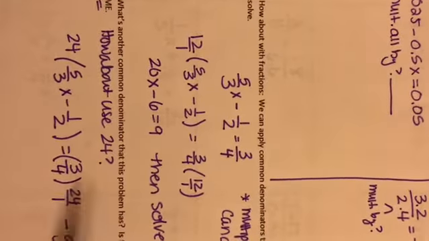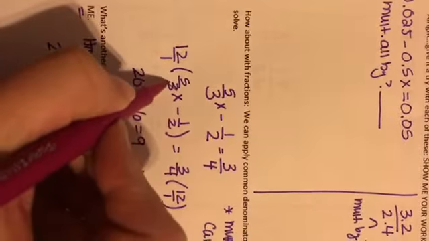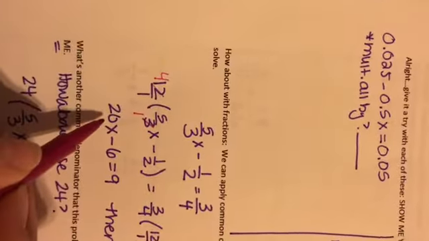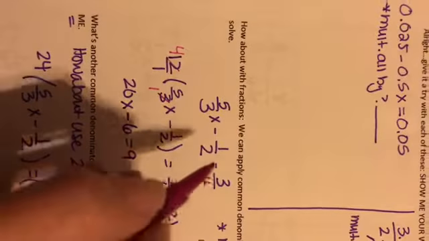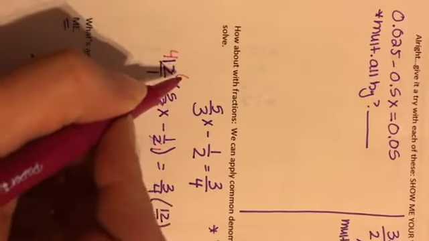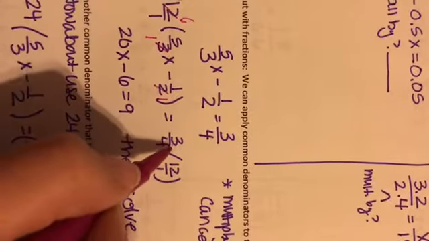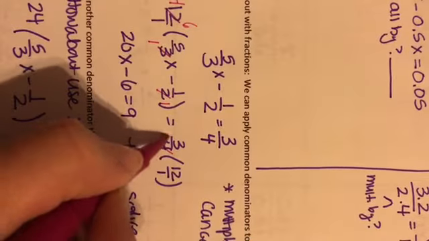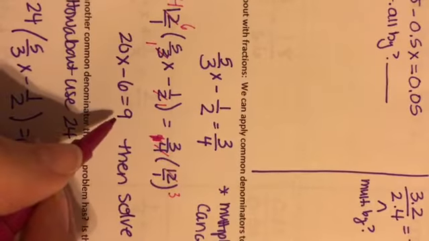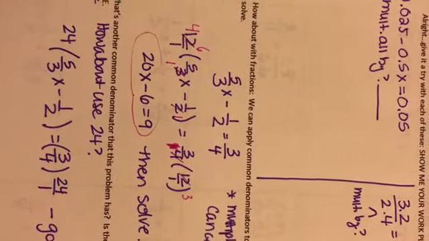When I do that, we're going to take it term by term. 3 cross cancels. 3 divided by 3 is 1, and 12 divided by 3 is 4. We're left with 4 times 5, and that gives us 20. Over here, 2 divided by 2 is 1, so 12 divided by 2 is 6, and 6 times 1 is 6. Then on the other side, 4 divided by 4 is 1, and 12 divided by 4 is 3, so 3 times 3 is 9. And now we've got this nice, clean problem to solve for x, okay?